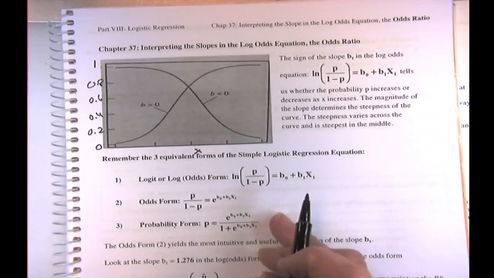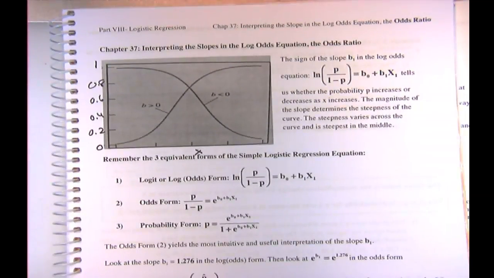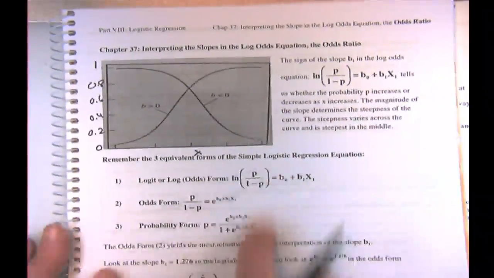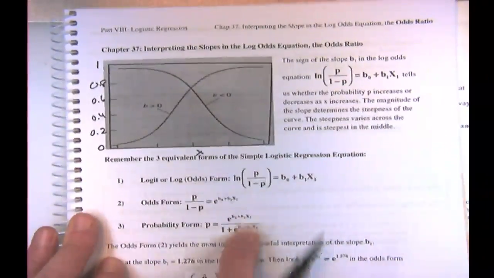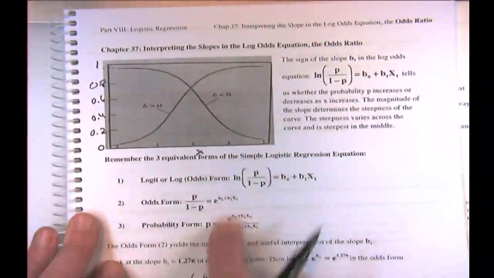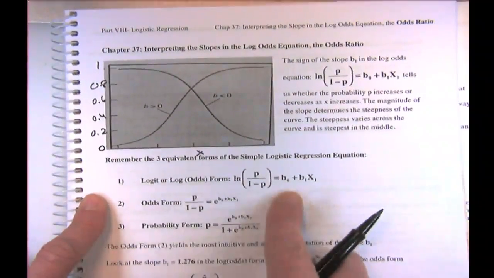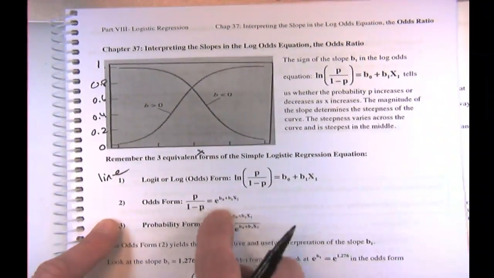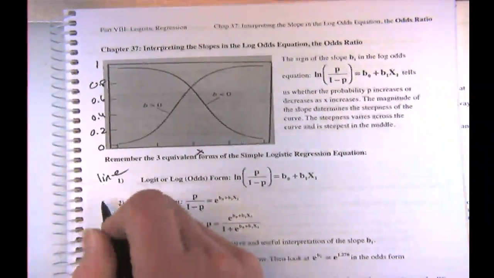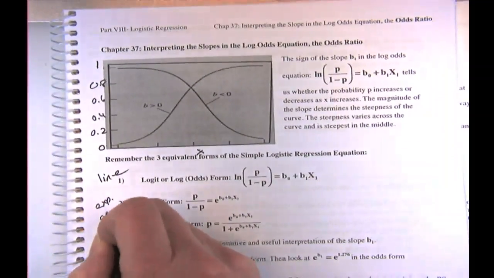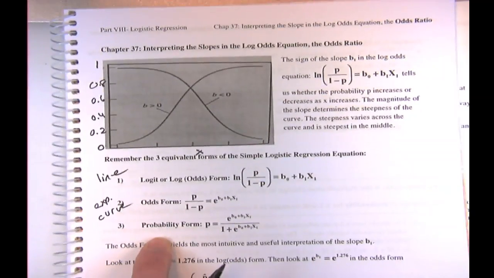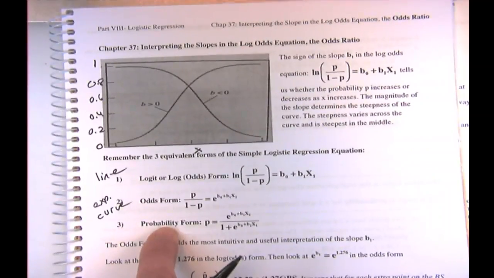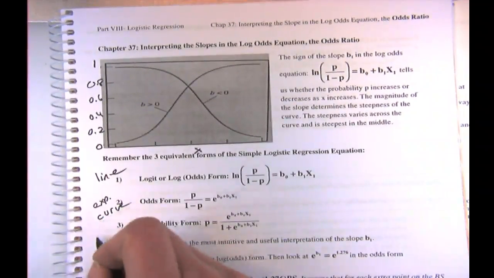So now mathematically, what does that mean? What do we have here? We have these 3 forms. These are 3 equivalent forms. We're going to be going back and forth between them, okay? And this one is a line, and this one is a curve. It's an exponential curve, e to something. And this one, which is the probability form, which is how we intuitively think of it, is the S-shaped curve.